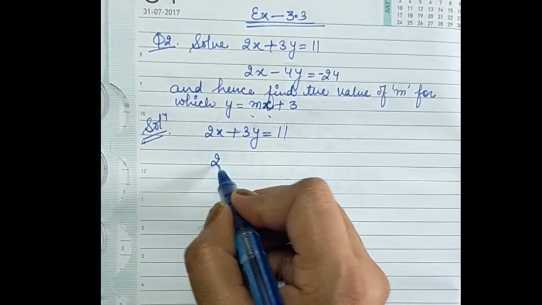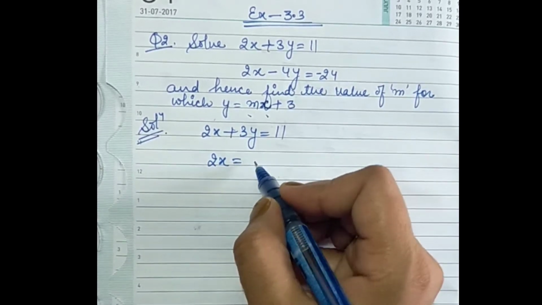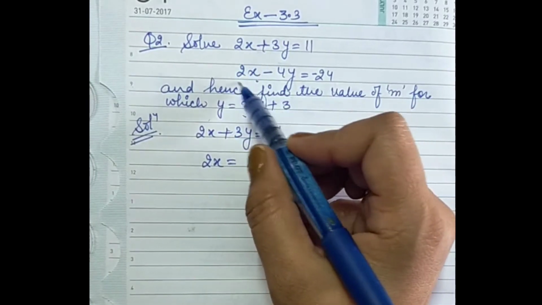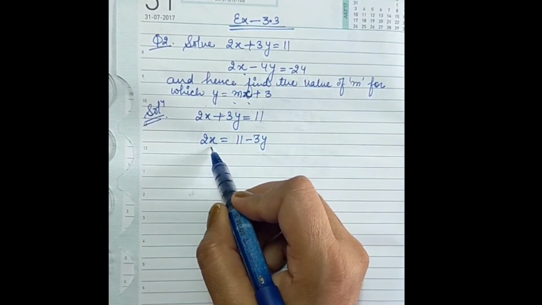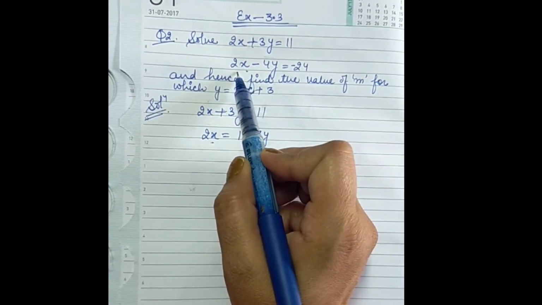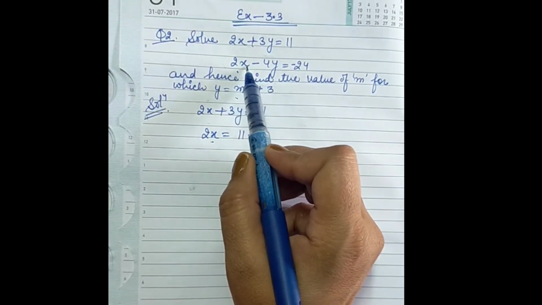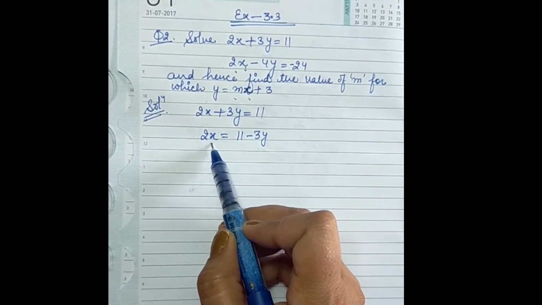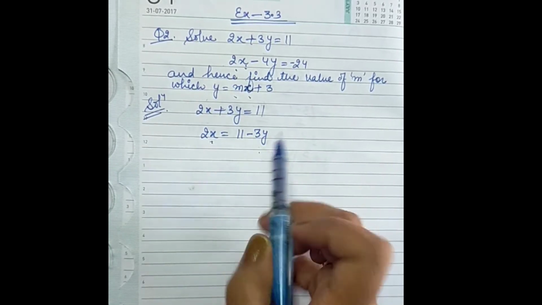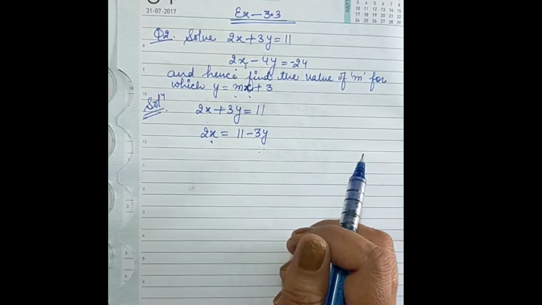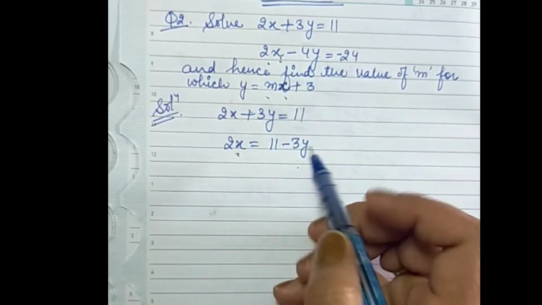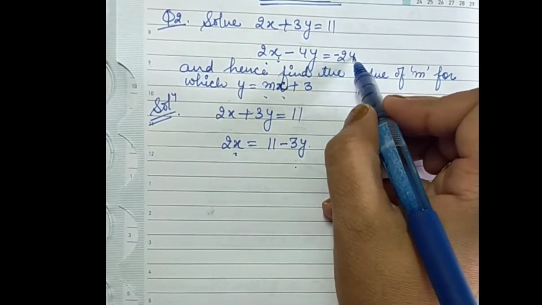So here I am going to take out the value of 2x, which is 11 - 3y. You can see in the other equation there is 2x, so I don't need to find the value of x. I can simply substitute 2x. If there were something else with x, then I would have to take out x as (11 - 3y), with this 2 going over here in the denominator. But in this particular question there is no need to shift it, because we need 2x only.